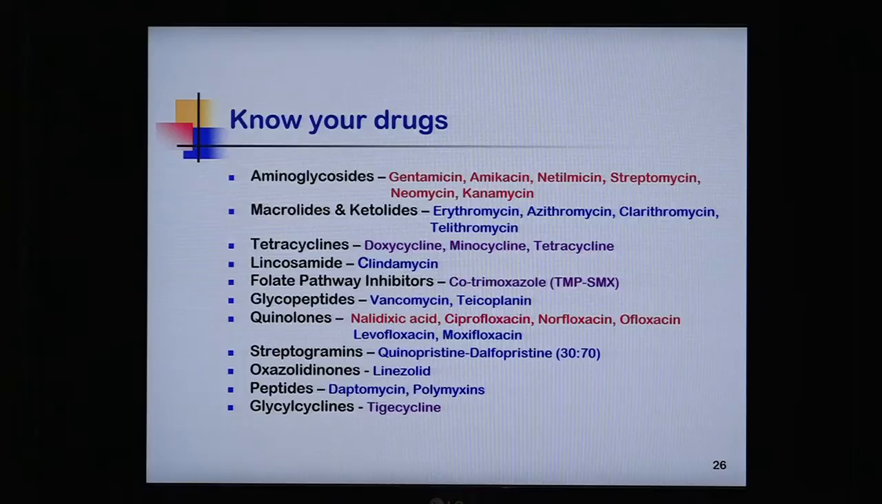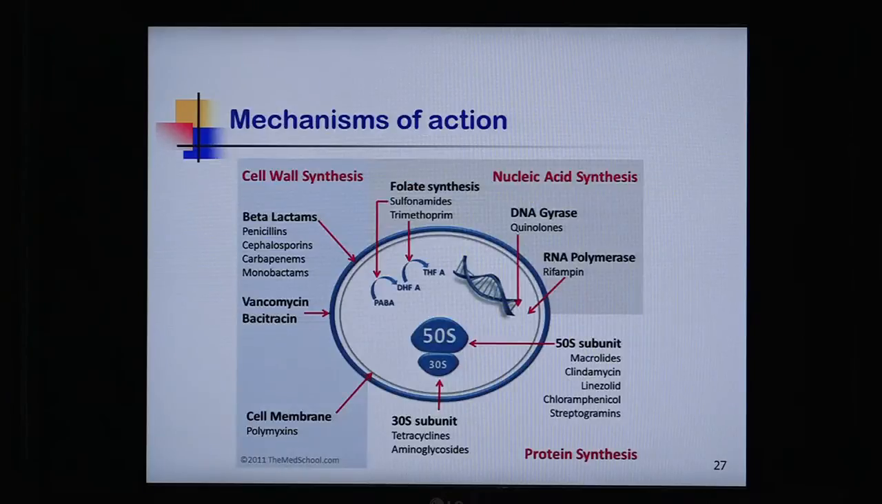If you know about these drugs, their pharmacokinetics and pharmacodynamics, it will help you interpreting your AST results quite a lot. The mechanisms of these drugs are pretty simple to understand. They act by one of three mechanisms. Either they interrupt the cell wall synthesis, like all your beta-lactams and the vancomycin and the colistin and polymyxins, or they interrupt the nucleic acid synthesis, for example, your sulfonamides, your quinolones and rifampicin, or they inhibit the protein synthesis, for example, all your other drugs like macrolides, clindamycin and the linezolid, tetracyclines, aminoglycosides, etc. So three mechanisms: cell wall synthesis, nucleic acid synthesis, and protein synthesis.